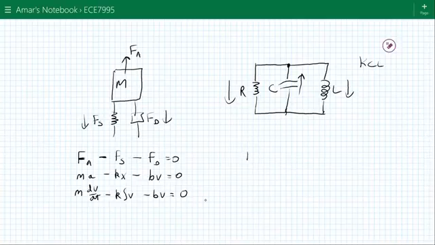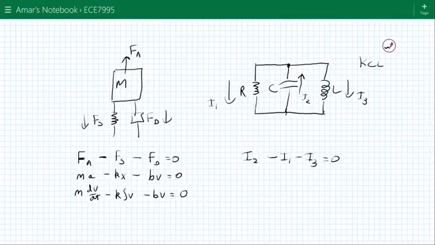So this is I2, I3, and I1. So I2 equals I1 plus I3. Or, sorry, I2 minus I1 minus I3 equals 0. So this is Kirchhoff's current law at this node. I want to show you how this matches up. For those of you who are electrical engineers, you'll find this analysis relatively straightforward.